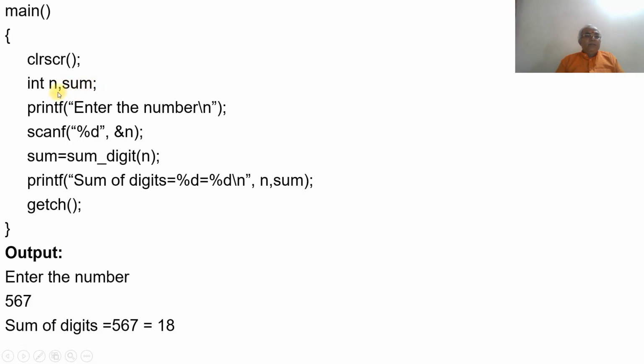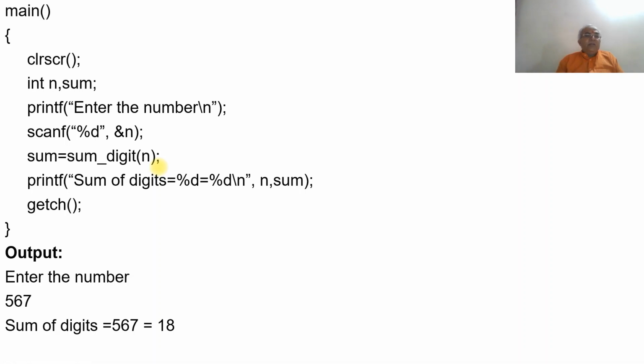Now if you write the main program for this, it will be main, clrscr, n comma sum as integers. Enter the number. We are entering, for example, 567. Then scanf reads the number. Sum is equal to sum_digit within brackets n, and close with a semicolon.